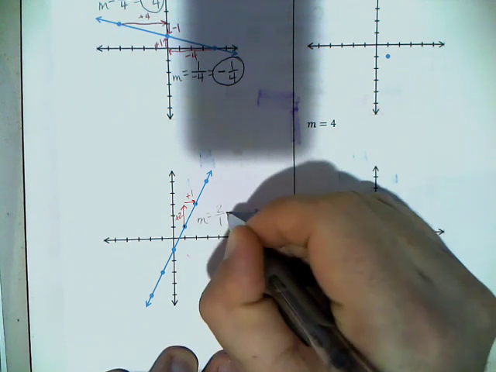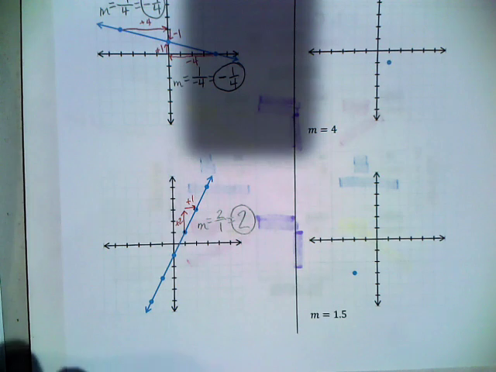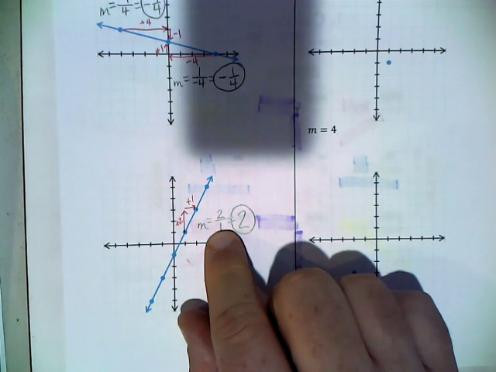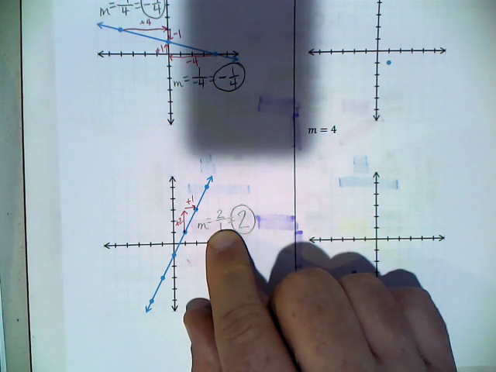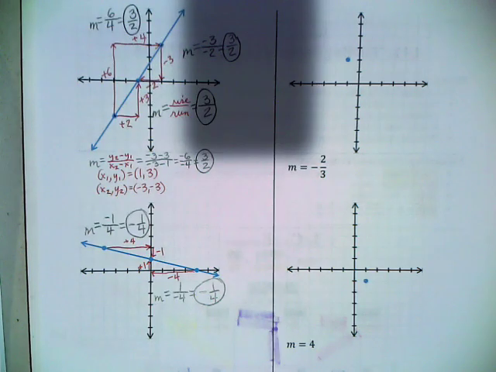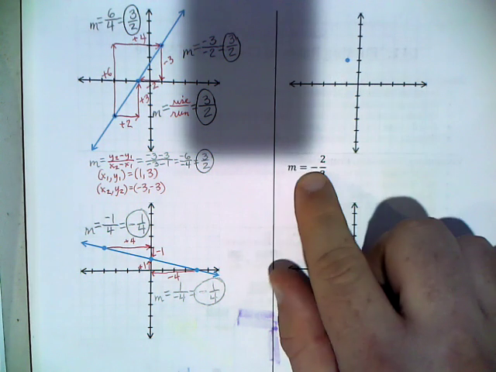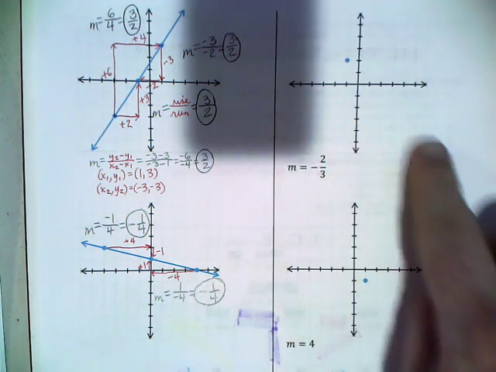Now 2 over 1 simplifies down to the whole number 2. So this line right here has a slope of +2. So the positive tells me it's going uphill, and then the 2 as a fraction tells me it's going up 2 for every 1 to the right it goes. So we're going to switch gears now a little bit. Before, I gave you the line and I asked you to find the slope. This time I'm giving you a point and a slope, and I'd like you to give me the rest of the line.